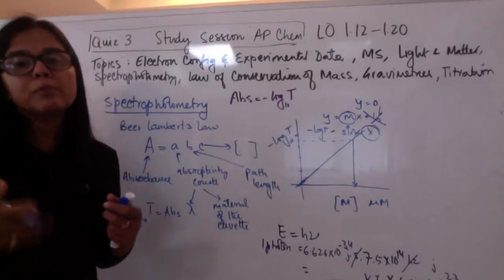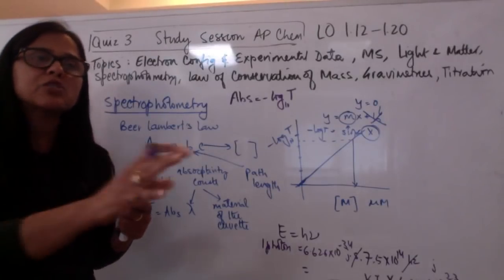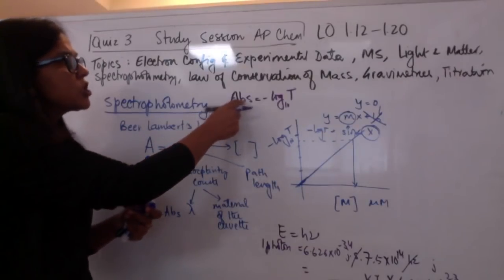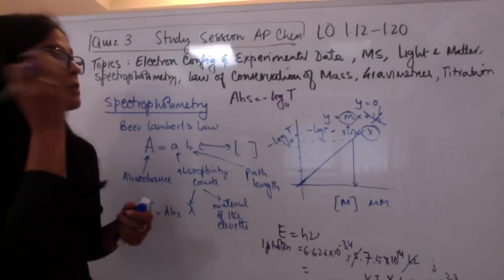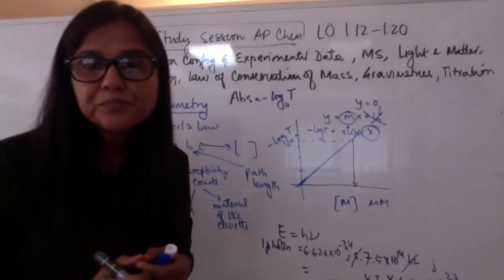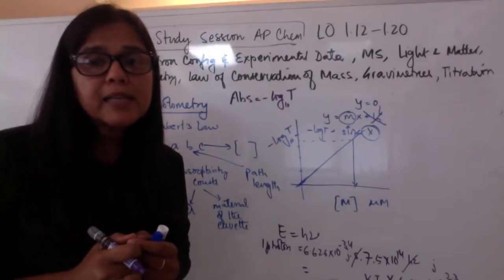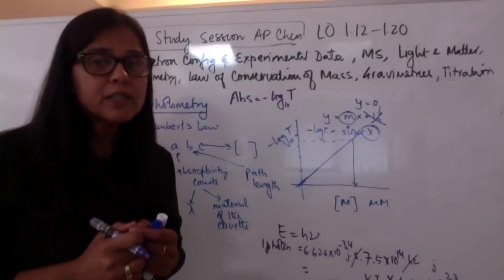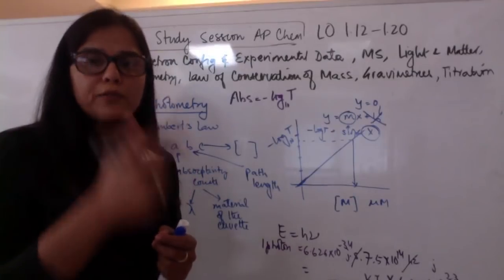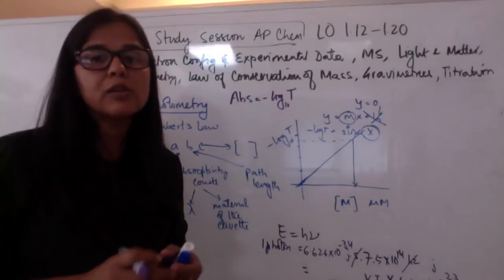We know when absorbance increases, transmittance decreases. The more something transmits, the less it absorbs. But the mathematical relationship between absorbance and transmittance is negative log of transmittance. Sunny, the energy of a photon may not always be given, but you'll either be given the wavelength or frequency, and then using E is equal to h nu, you can calculate the energy.